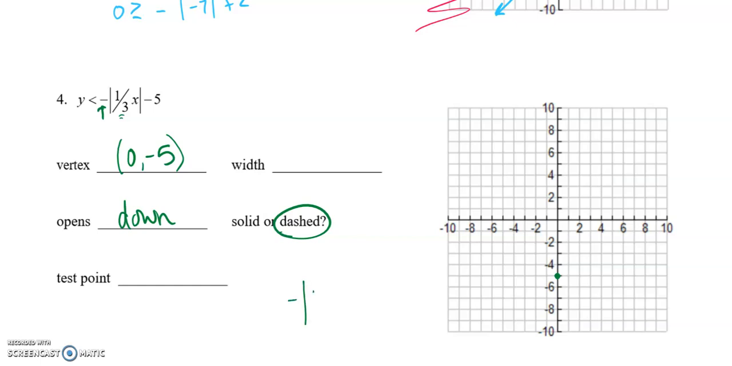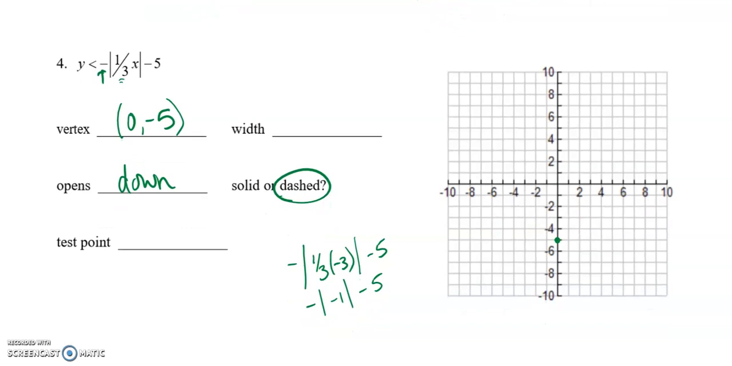So if I plug in negative 3, that gives me the absolute value of negative 1 minus 5, and there's a negative out front. That gives me negative 1 minus 5, which is negative 6. So negative 3 is at negative 6. Sorry, I said narrower, should be wider. Because the 1/3 is going to stretch it horizontally, not shrink it horizontally. I had that backwards. Sorry about that. So then 3 will also be at negative 6.